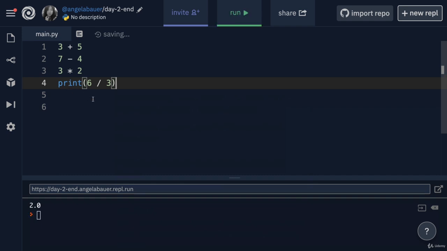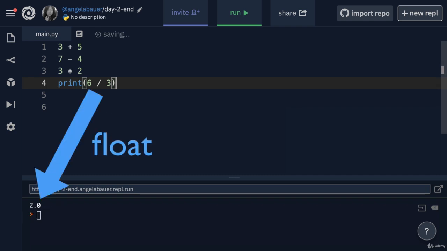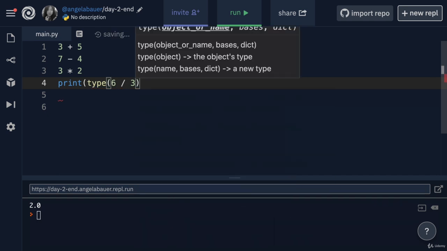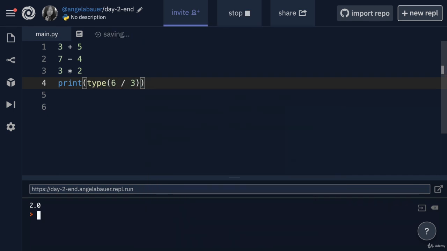Now, one thing to notice here is that whenever you're dividing things, you actually always end up with a floating point number. So you can see even though 6 divides into 3 cleanly, we're still getting 2.0. And in fact, if I put a type check around this division, you'll see that it'll print float instead of integer. And this is just something that happens with division in Python. But at the end of the day, you get the result that you need, and it doesn't really matter whether it's a float or an integer.